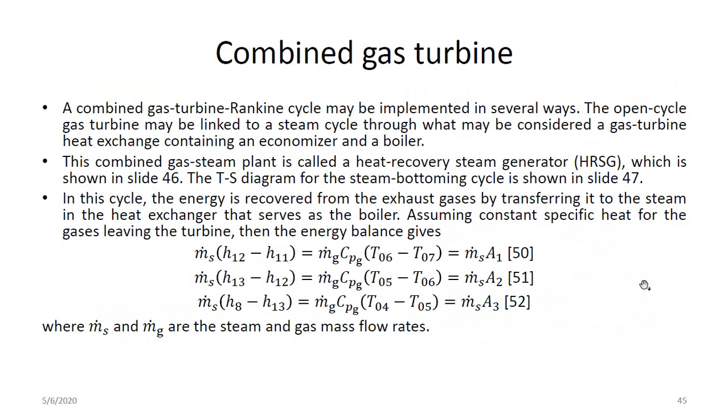So for a gas cycle that is combined to a steam turbine or a Rankine cycle, this could be implemented in several ways. You've got an open cycle, which is linked to a steam cycle through a heat exchanger containing an economizer and a boiler. I think this is what they use in some thermal power plants.